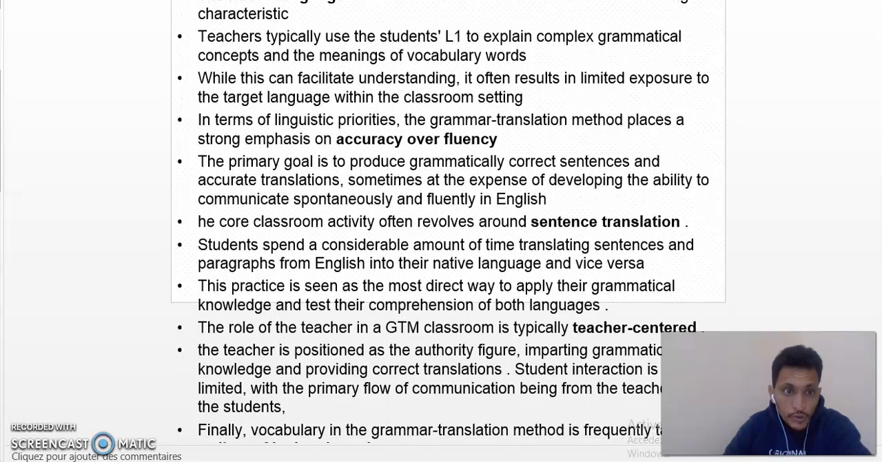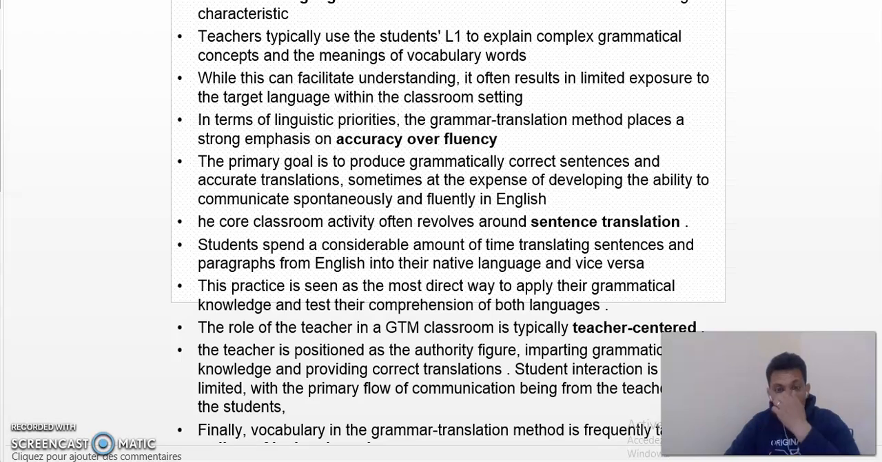The primary goal is to produce grammatically correct sentences and accurate translations, sometimes at the expense of developing the ability to communicate spontaneously and fluently in English. The core classroom activity revolves around sentence translation. So, classroom activity revolves around sentence translation, it's translating sentences.